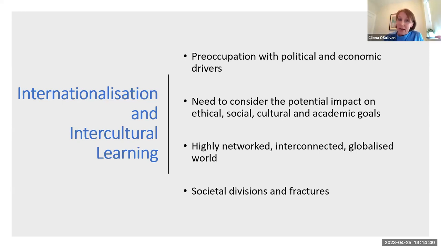The reality for all of our graduates is that they are going to be working in a very highly networked, interconnected and globalized world. Within that, they're also going to be working in contexts where there are deep-rooted societal divisions. We think about tensions in the US after the 2016 elections, Brexit, tensions in Northern Ireland and the European migration crisis as contexts that exist locally to us at the moment. So there is a huge need for us to instill those values of knowledge, truth, and tolerance.